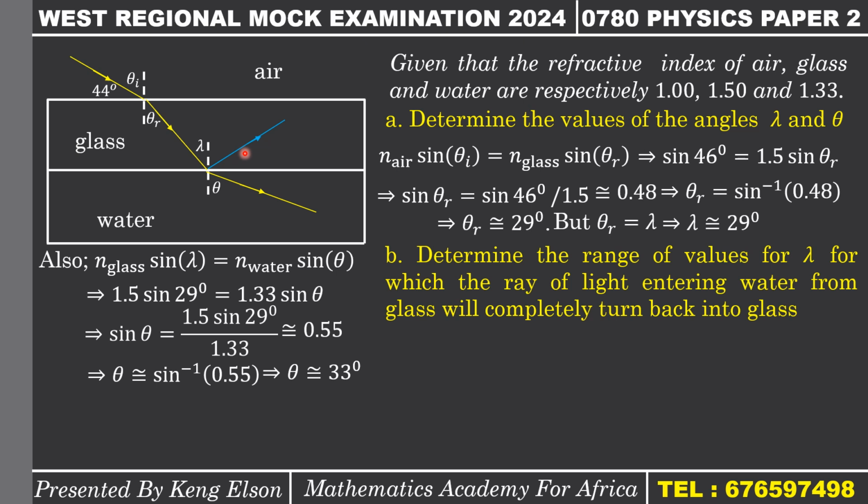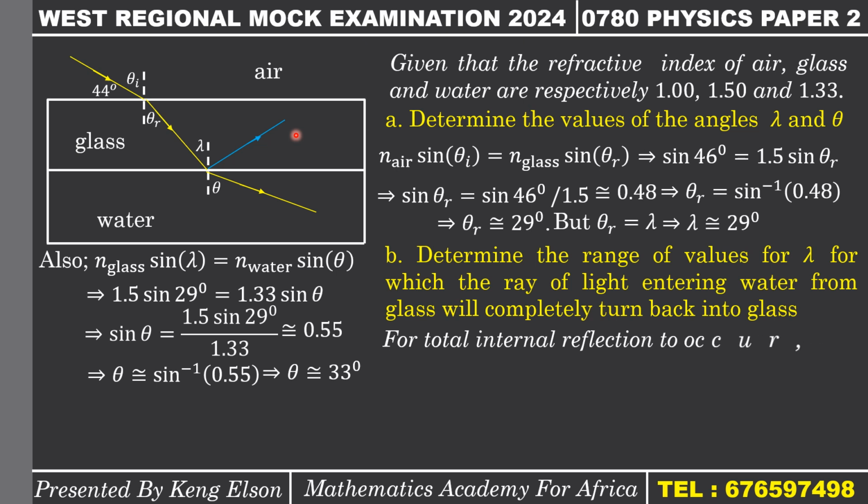We are not just talking about reflection, because glass does not reflect light. It's a plane mirror that reflects light. Glass rather refracts light, as even water also refracts light. It bends light. So if the ray of light turns back completely into glass, then that condition is total internal reflection.